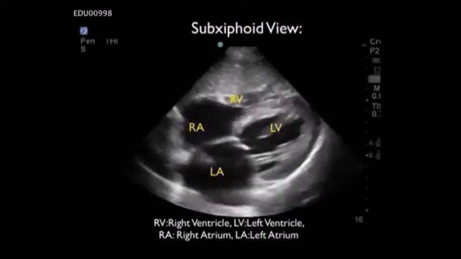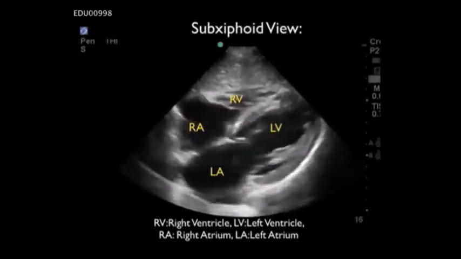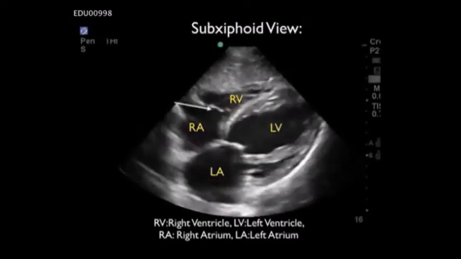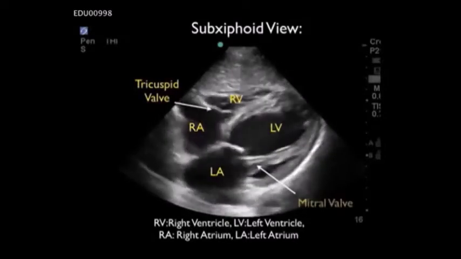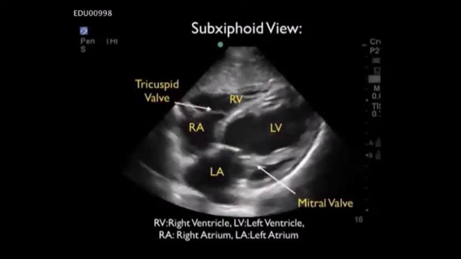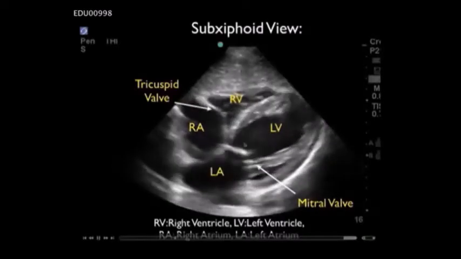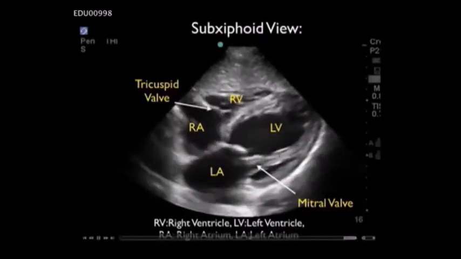Here's a video clip of a heart taken from the subxiphoid window. We recall that the liver is our acoustic window from this view, and we see the right side chambers, superficial and to the top of the screen. We see the right ventricle and the right atrium with the tricuspid valve flipping up and down in between the two chambers.